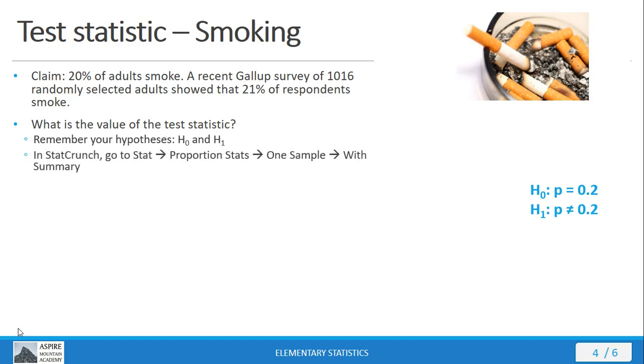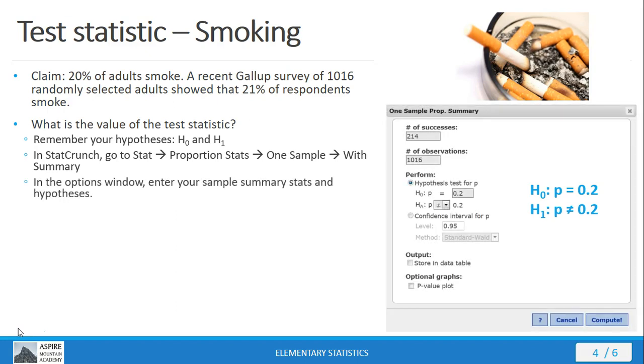Then in StatCrunch, we can go to proportion stats, because we're dealing with proportions, one sample, because we have just the one sample, with summary, because we don't have any actual data, just summary stats. So in our options window, notice we're going to put in the number of successes and then the total number of observations. Here, success is defined as being a smoker, because that's how the claim is set up. So the claim is that 20% of adults are smoking, so then being a smoker represents the success.